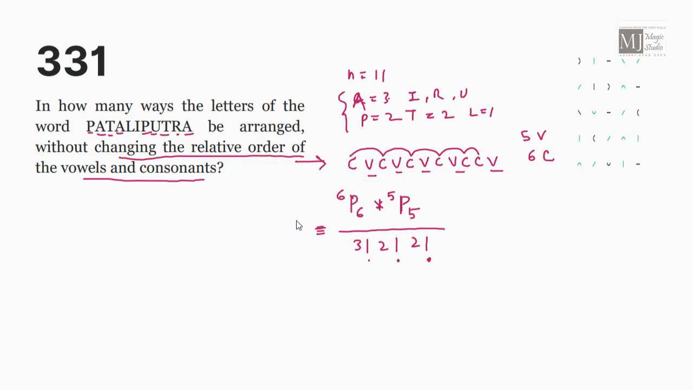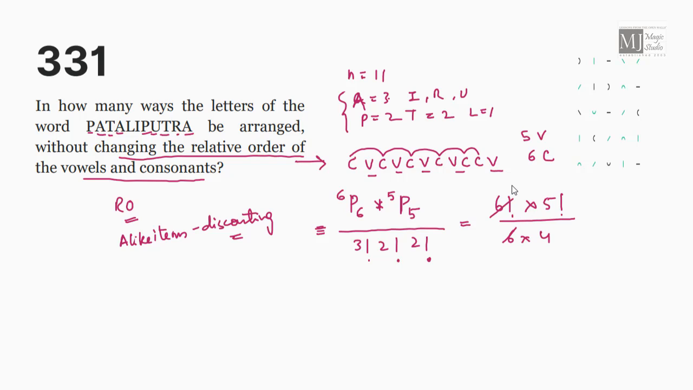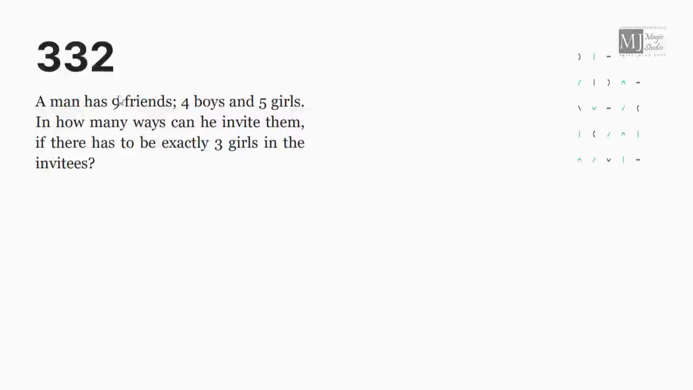So in this sum the relative order remains the same, and in case of alike items we do discounting. Discounting means dividing by factorial r. So let's see the final answer. Factorial 6 into factorial 5 by 6 into 2 into 2 is 4. So this should be 120 and 30. 30 into 120, 3600.